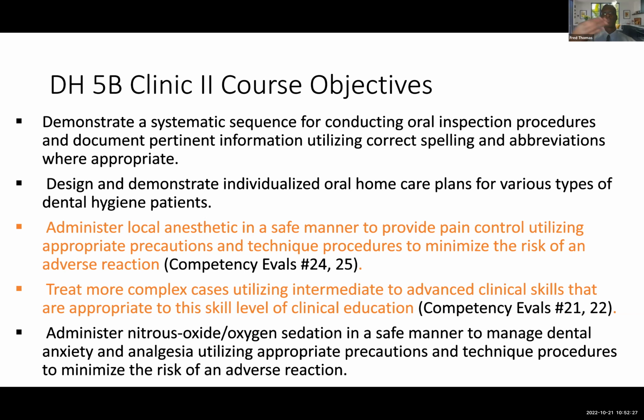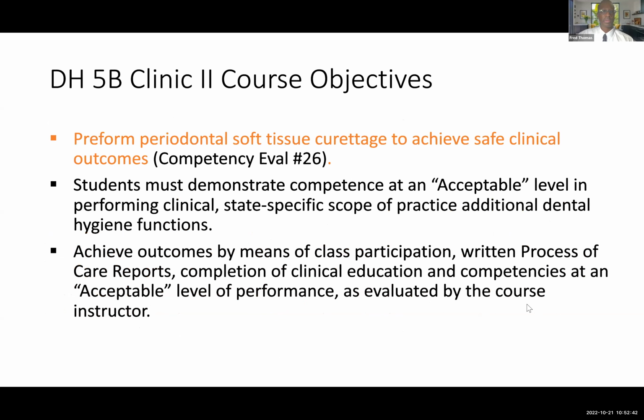And then another one is to treat more complex cases at an intermediate level. So this is a little bit different from first year clinic. In second year clinic, they have more complex patients, intermediate and at an advanced clinical skill, and that is evaluated through competencies 21 and 22. Lastly, another course objective for DH5B, second year clinic, is they need to perform soft tissue curettage to achieve safe clinical outcomes. That is detailed and shown when they complete competency evaluation number 26.